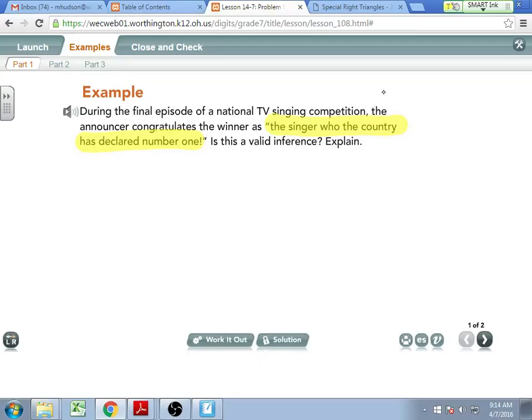So either no, this is not valid because, or yes, this is valid because. And I will go ahead and say, and maybe save a couple of you some time, is this a valid inference? No.